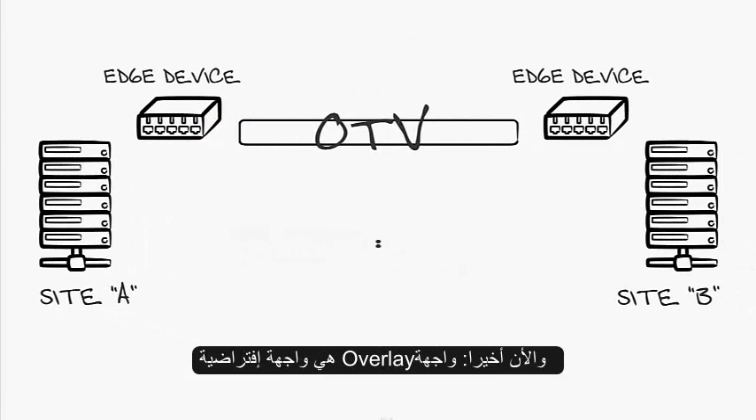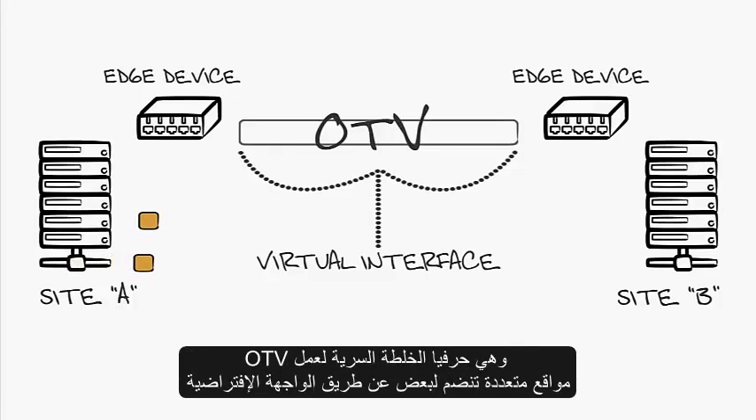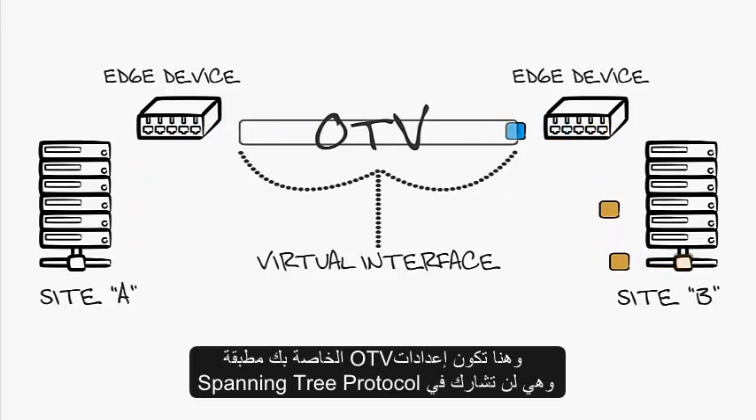Now, finally, an overlay interface is a virtual interface. It is literally the secret sauce to making OTV work. Multiple sites join each other via the virtual interface. And this is where your OTV configuration is applied, and it does not participate in spanning tree protocol.